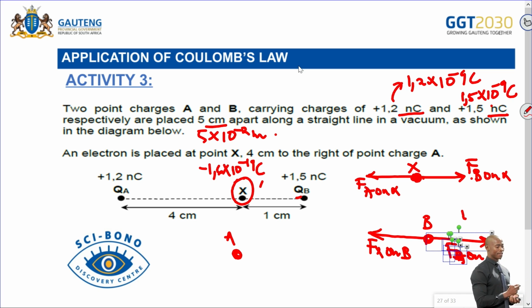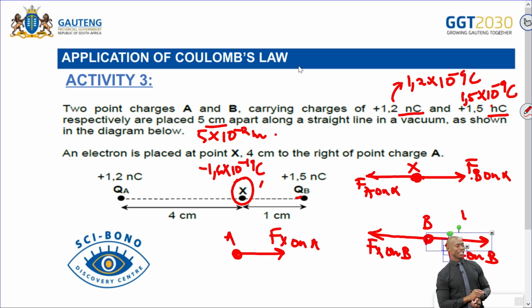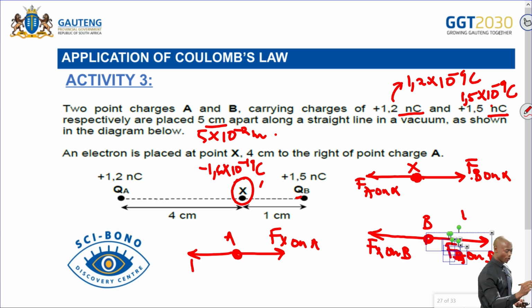The focus is A. Will A move towards or away from X? It will move towards X. We are doing that so that we'll be able to draw a free body diagram. So between A and X, there is a force of attraction. So obviously A is attracted to X. So this is the force that X exerts on A. Then between A and B, there is a force of repulsion. It's positive, positive. So A will move away. So this is the force that B exerts on A.